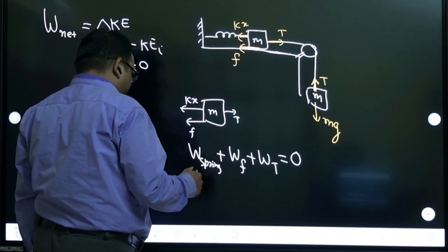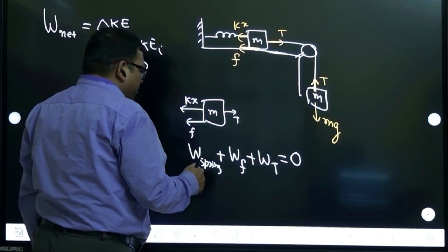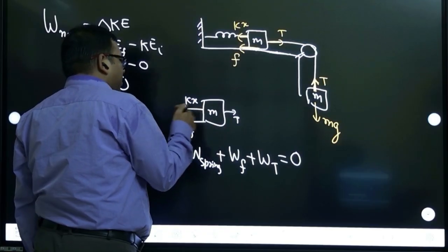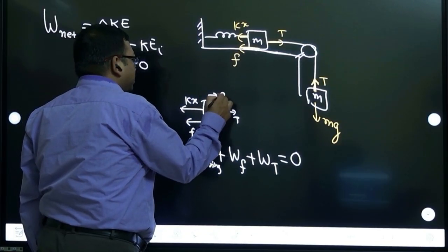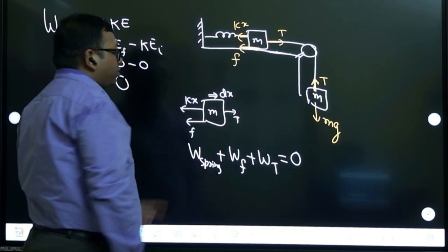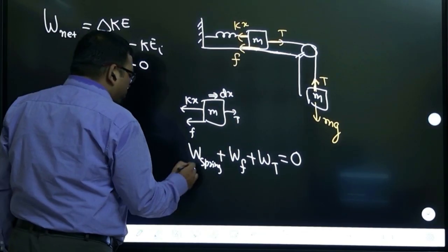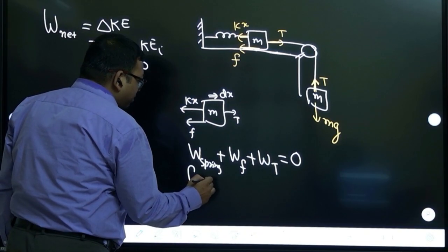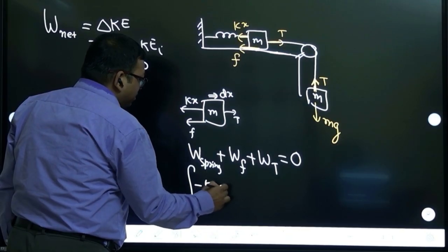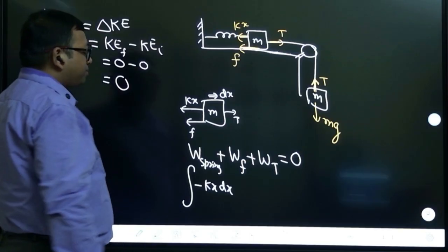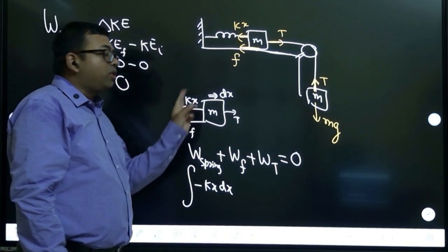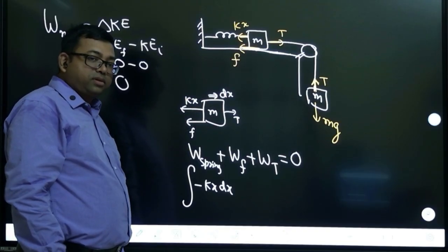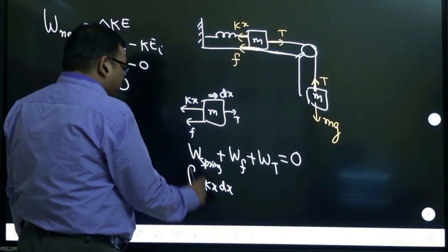So let's try that. Work done by spring is a variable force, you know that, and spring force is acting this way and displacement is happening this way. Let us take a small displacement dx, because force is variable. So you will do the integration. Spring force is this way, displacement is this way, so you have to write minus kx dx. Are you getting this? Yes, minus kx dx, because cos 180 degree is minus 1. So this is spring force work.